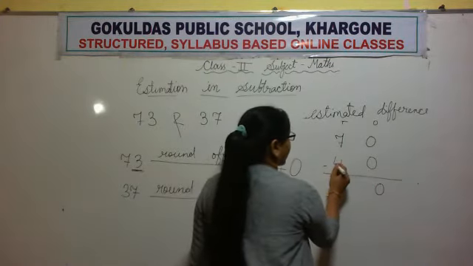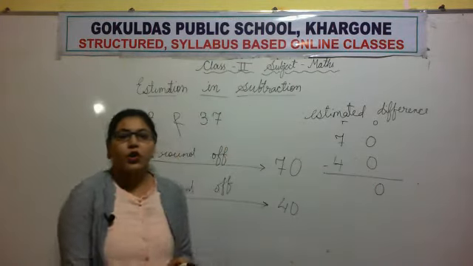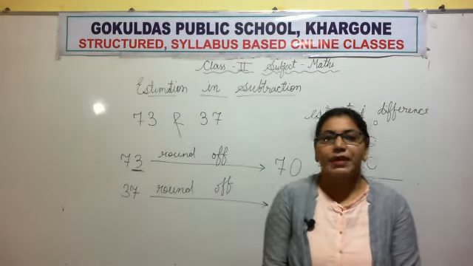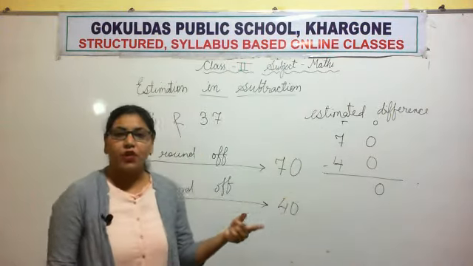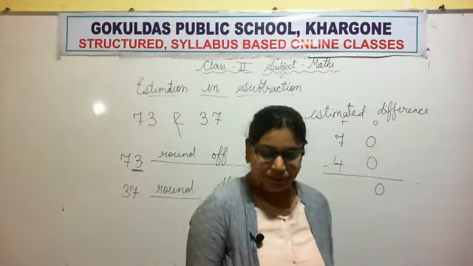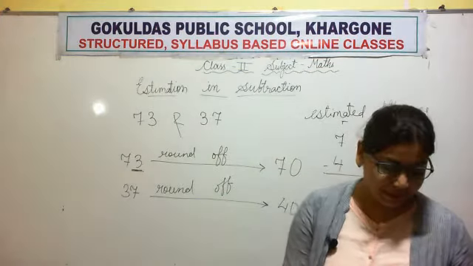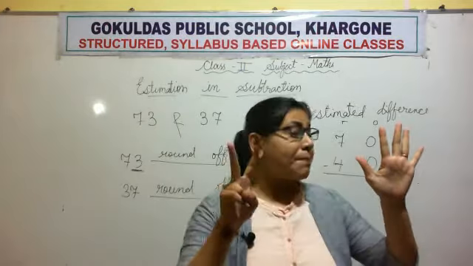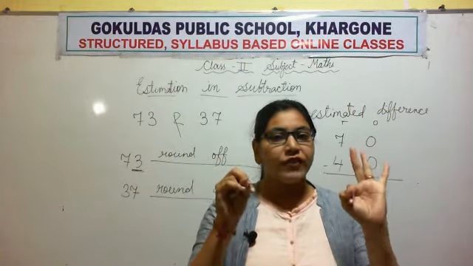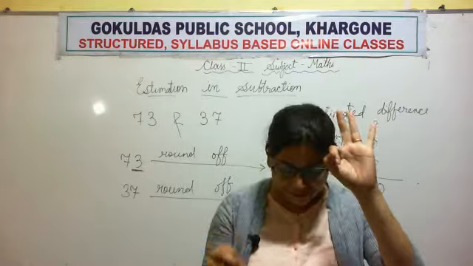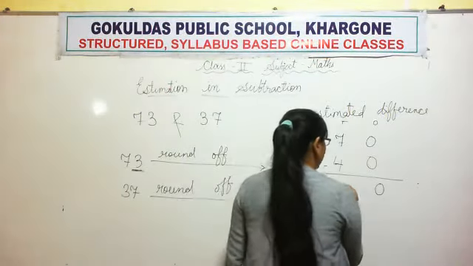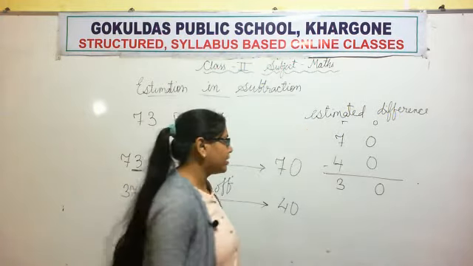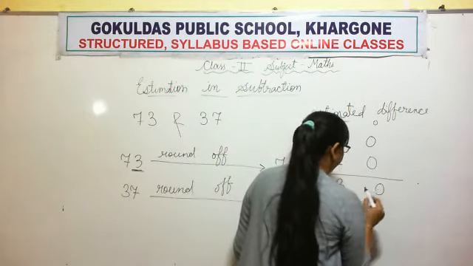7 minus 4. All of you open 7 fingers. Now minus 4, so take away 4 fingers. Now how many fingers are left? 3 fingers are left, so we will write the number 3. Now we have found the estimated difference. Now it's the turn for the actual difference.